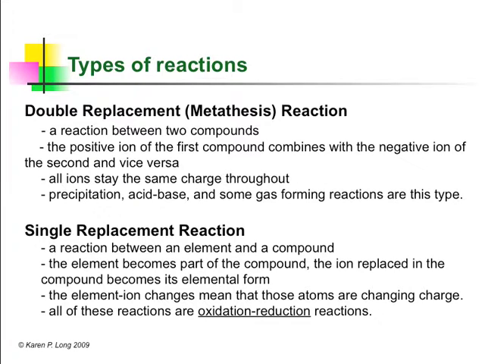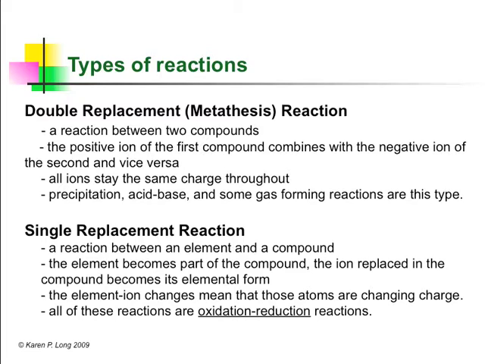This slide compares double and single replacement reactions. In part 1 of this series, we noted that the most obvious difference between these two types is that the double replacement reactions are reactions between two compounds, and the single replacement reactions are between a compound and an element. We discussed double replacement reactions in part 1. So what happens in a single replacement reaction?